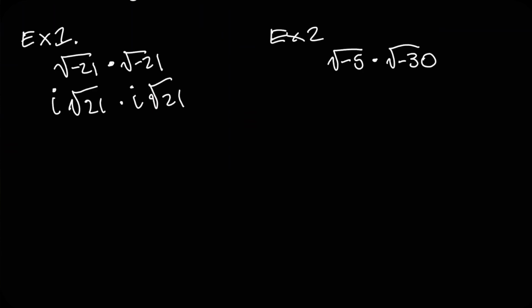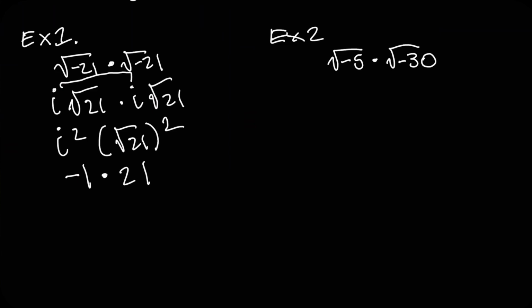We can say i times i, which would be i squared. And then we also have the square root of 21 times the square root of 21. So in that case, we can do the square root of 21 squared. And then again, if we remember, this i squared is equal to -1. So we can say -1. And then these will cancel out because it's the square root, and then that's raised to the second power. So we have -1 times 21, which is just equal to -21.